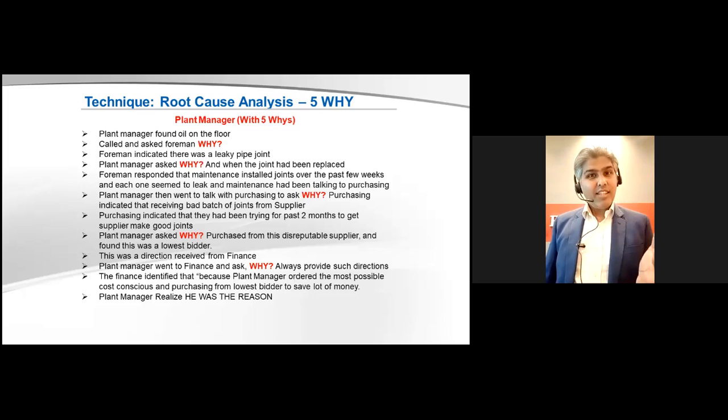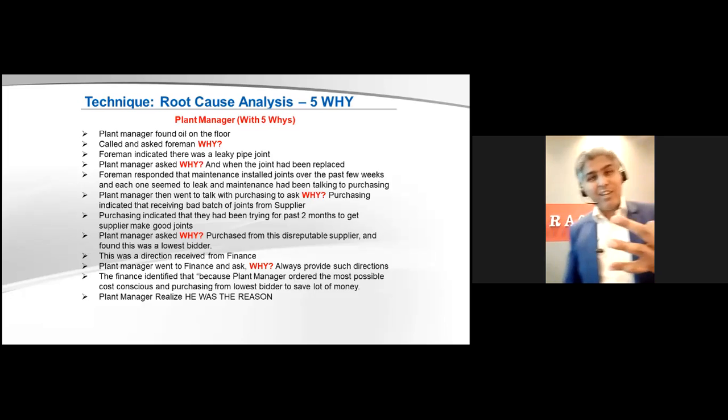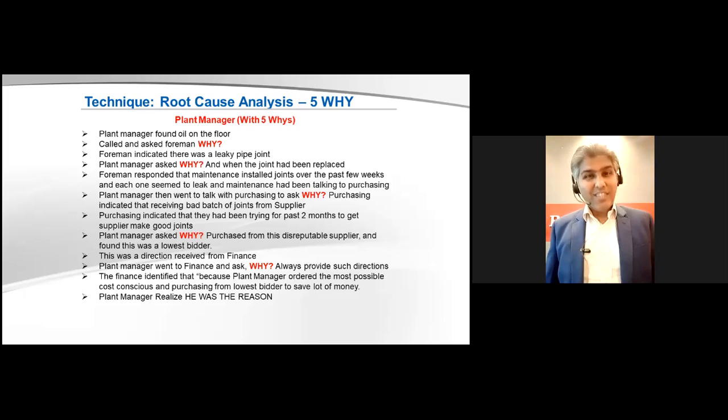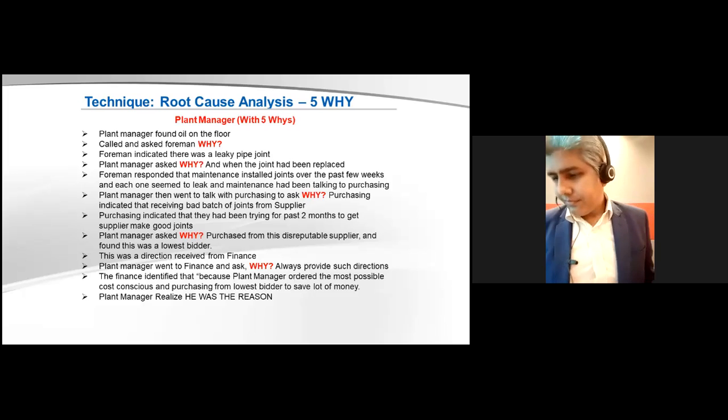And if you had asked another why, why they were going for these 3 things, which is getting 3 quotations and going with the cheapest, it's because the plant manager himself told them to do it as part of the cost saving initiative. So the person who actually sacked another person was responsible for that specific issue. If you ask the right whys, you can reach that reason in no time. I hope that is clear.